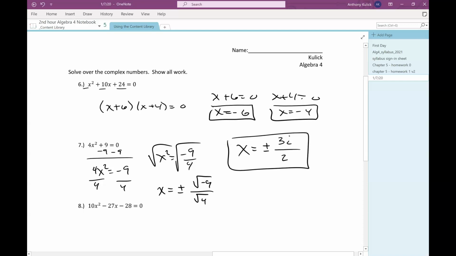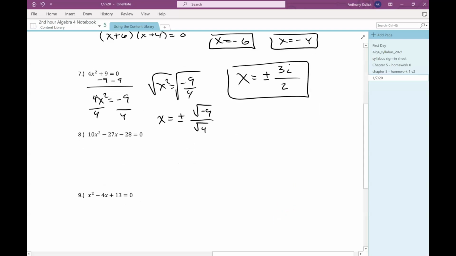Again, you could have used the quadratic formula there. That would have been totally cool. It wouldn't have been much more difficult than what we just did there. You might have had a little bit of reducing to do or something, but not too bad.